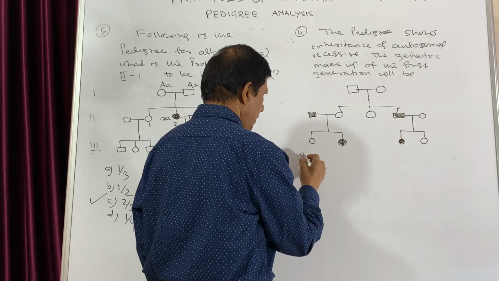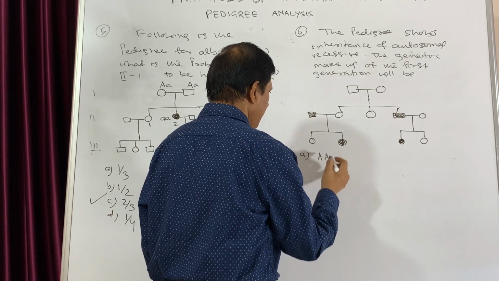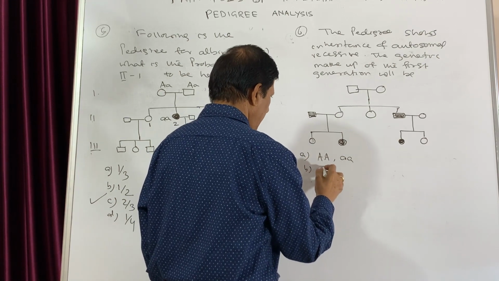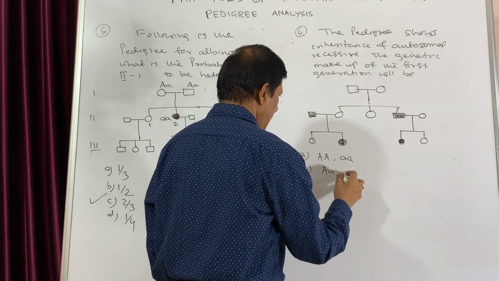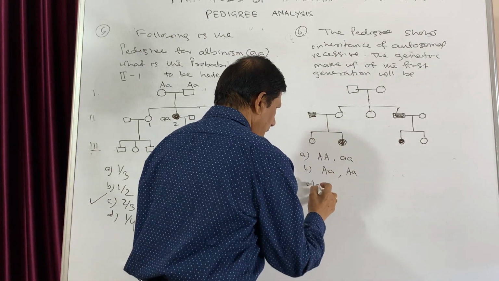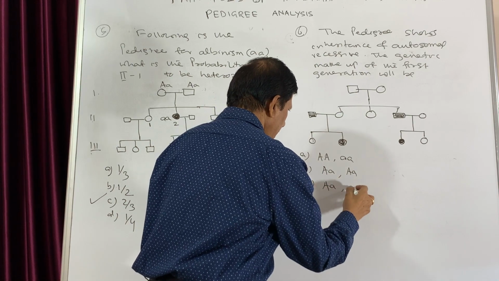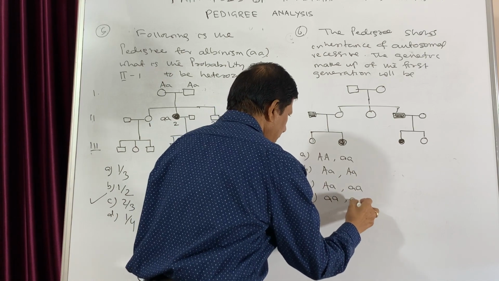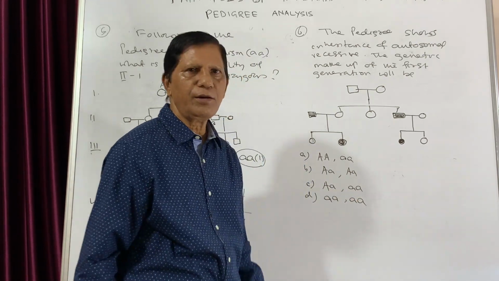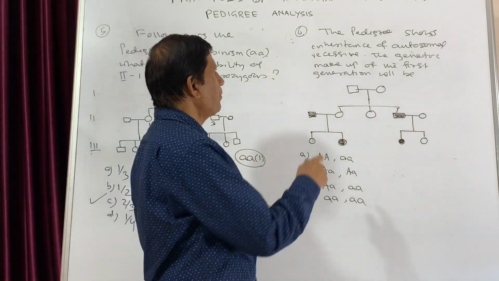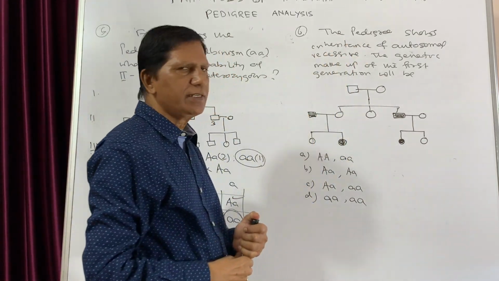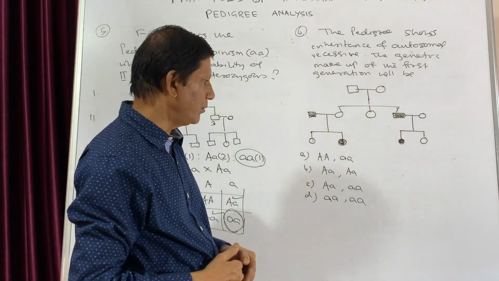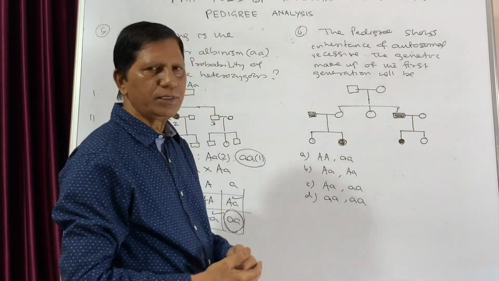Now what are the choices? First choice is homozygous dominant, homozygous recessive. The second is heterozygous and heterozygous. The third one is heterozygous and homozygous recessive. The fourth one is homozygous recessive, homozygous recessive. Now you find out the answer. So you just read the question. The pedigree shows the inheritance of autosomal recessive. The genetic makeup of the first generation parents that we have to see from these four choices.